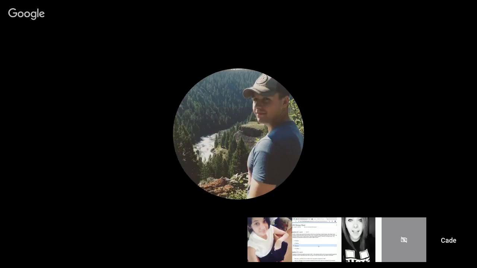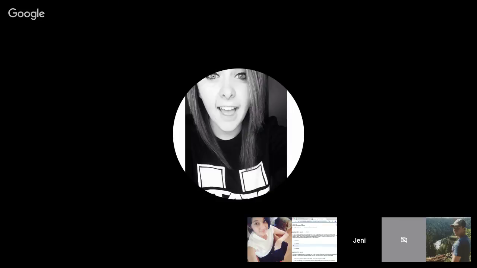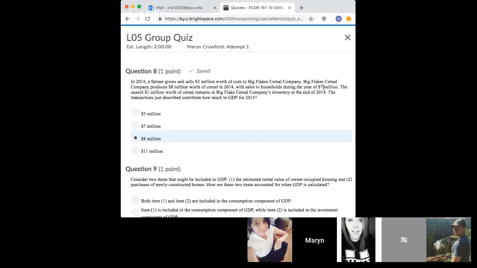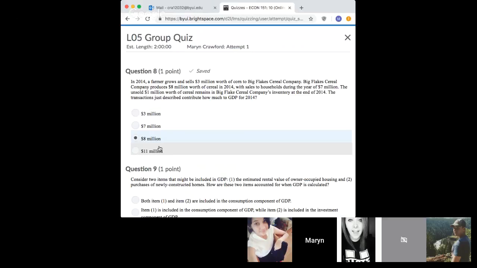Wait, so then wouldn't it be 7 million? Yeah, because I thought if it got put into inventory, then it would just be counted as the intermediate. Yeah, but they produced 8 million. When I read it, inventory goes towards GDP, but then when it gets sold later, it gets subtracted and added somewhere else, so it evens itself out. That's how I understood it. Okay. So I still thought it was 8. I still think it's 8 too. Okay, so 8 million on that one.